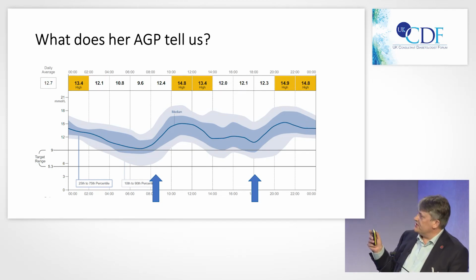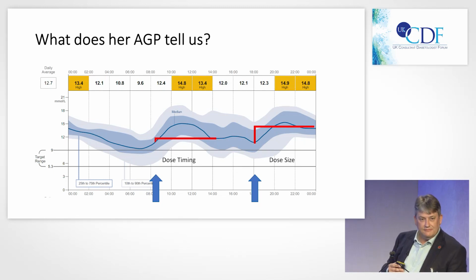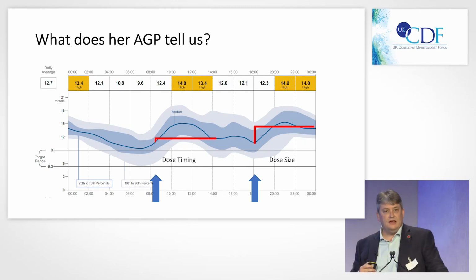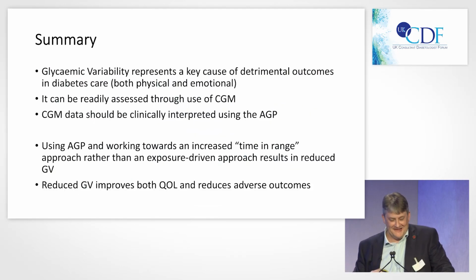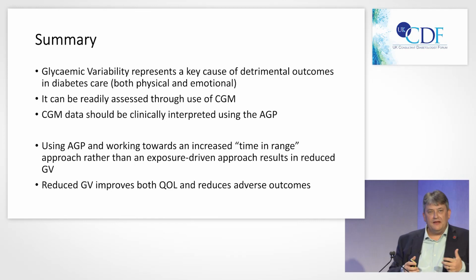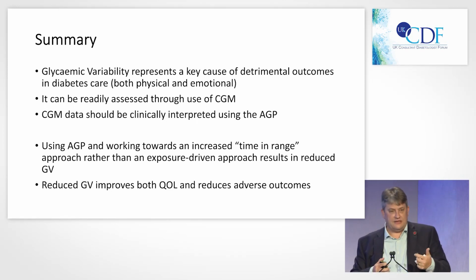But the patterns you see with her meals are slightly different. If you look at the sort of 4 or 5 hour process, what you can see is for breakfast, her glucose does get back to its baseline. For the evening meal, it never does. So for breakfast, the problem is a dose timing issue, whereas for the evening meal, the problem is a dose issue.